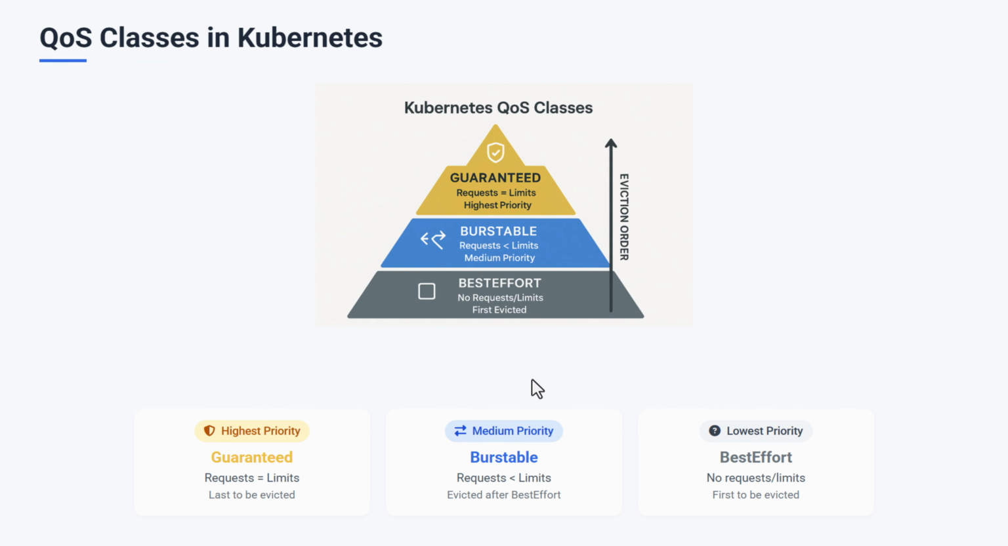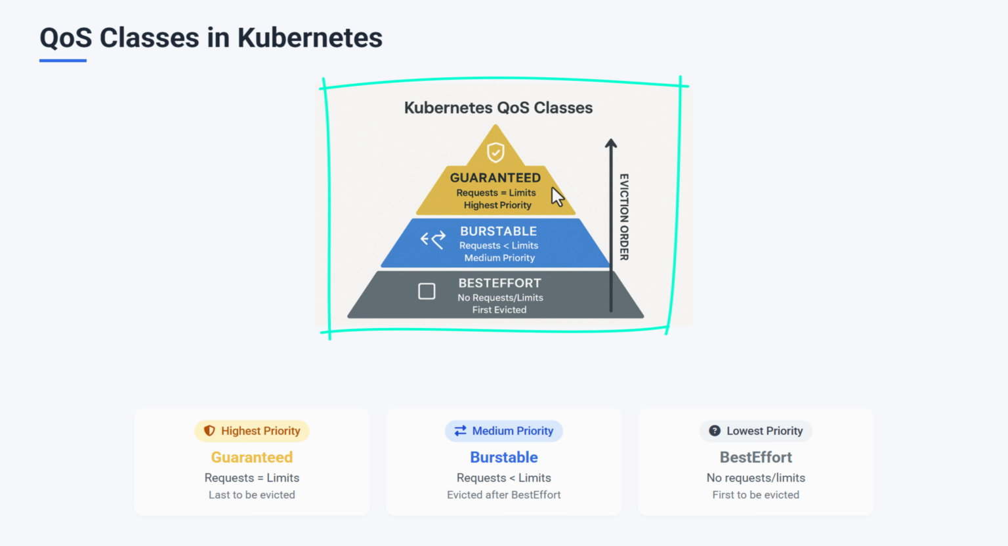Now let's talk about QoS classes in Kubernetes. QoS simply means quality of service, and it tells Kubernetes how important a pod is when the node is under pressure. You can see three levels here. At the top, we have Guaranteed. This is the highest priority. A pod is Guaranteed when its CPU and memory requests and limits are exactly the same. These pods are the safest. They are the last ones to be evicted if the node is running out of resources.